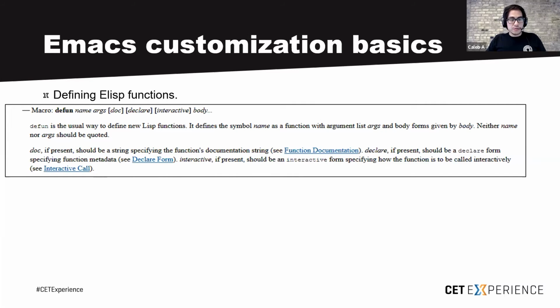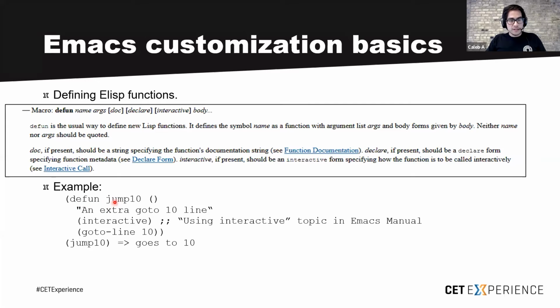You basically need to write out defun, a function name, arguments, and the documentation, which is a string. This describes what the function is intending to do. And then there is declare. This is kind of like metadata for that function. If you have a deprecated function, you could put in that information here with another string. But in this example, I've left it out.